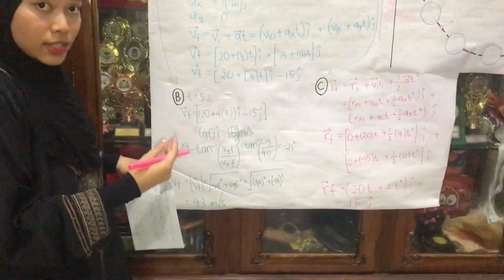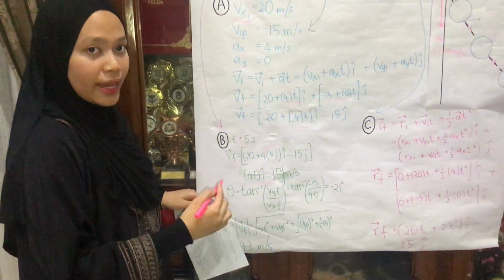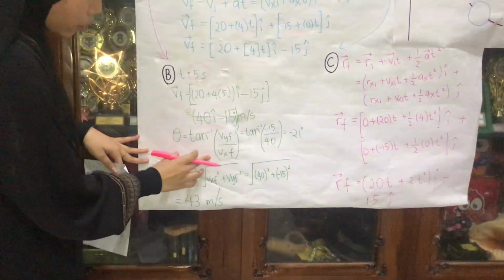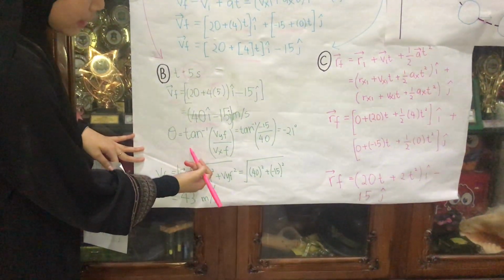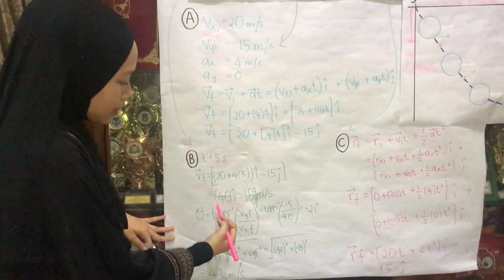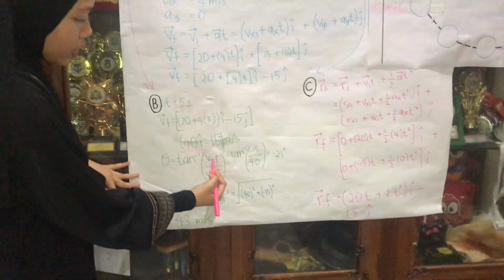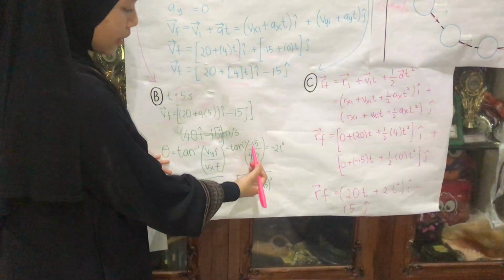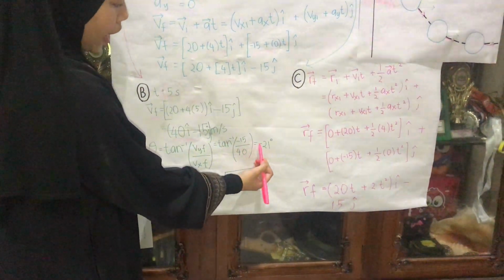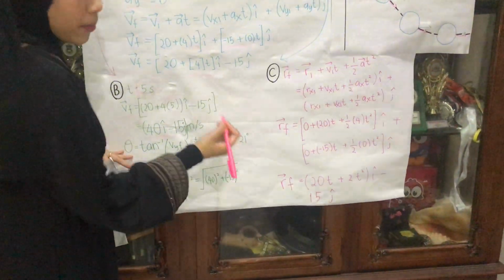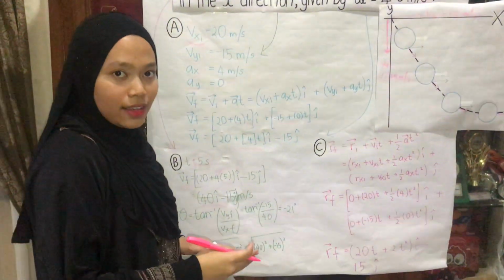And then the question asks for velocity. Velocity consists of magnitude and direction. So we calculate the direction. We use the formula tangent theta equals Vy final over Vx final. So we substitute negative 15 over 40 and we got negative 21 degrees. Why is it negative? Because it is below the x-axis.